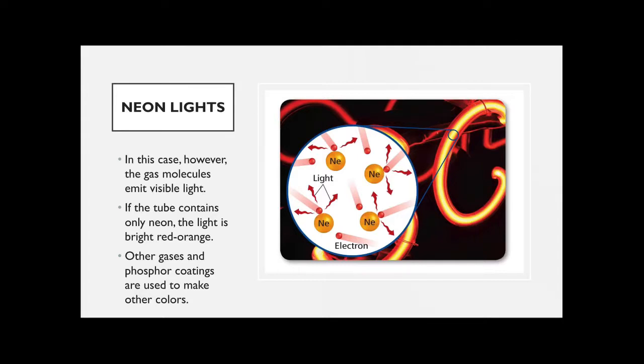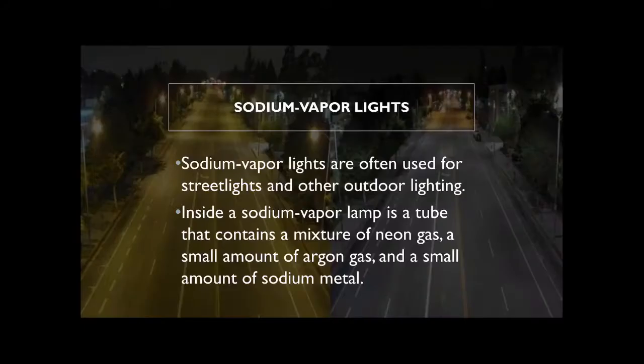When you have neon gas, they can usually expel a bright red or orange color. There are different types of gases that can cause different types of colors, such as argon gas produces green, phosphor can produce other colors of gases as well. There's another type of light called sodium vapor light. This is mainly used for street lights and outdoor lighting.